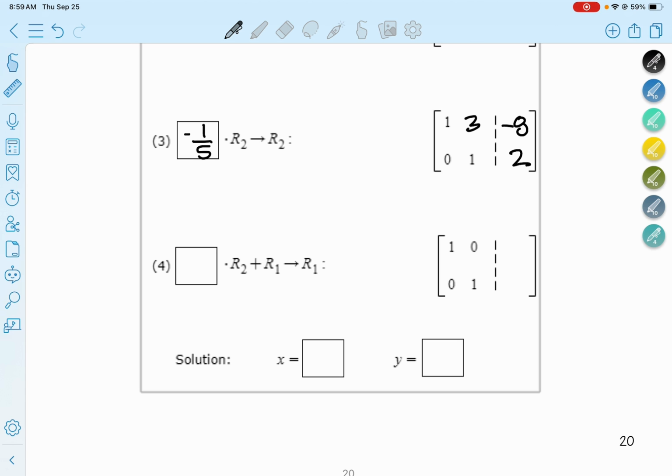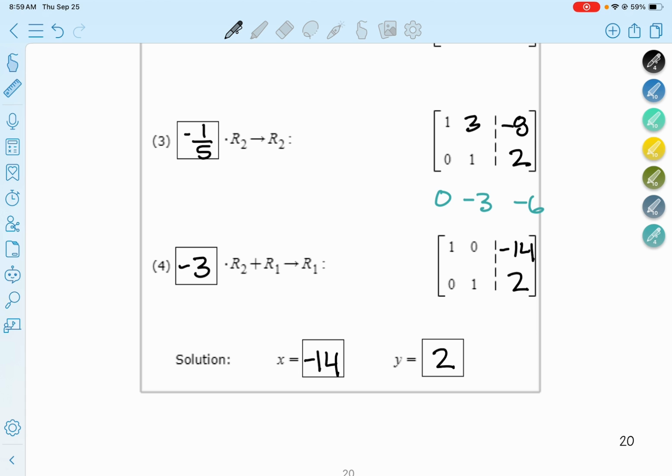And then for this last step, I want to make it so that the 3 in this top equation cancels out. So I need to multiply by the opposite of 3, which is negative 3. This would result in 0, negative 3, negative 6. When I add them together, my negative 3 and 3 cancel, and then negative 8 and negative 6 become negative 14. And my bottom one stayed the same at 2. So I can see that x is negative 14 and y equals 2.